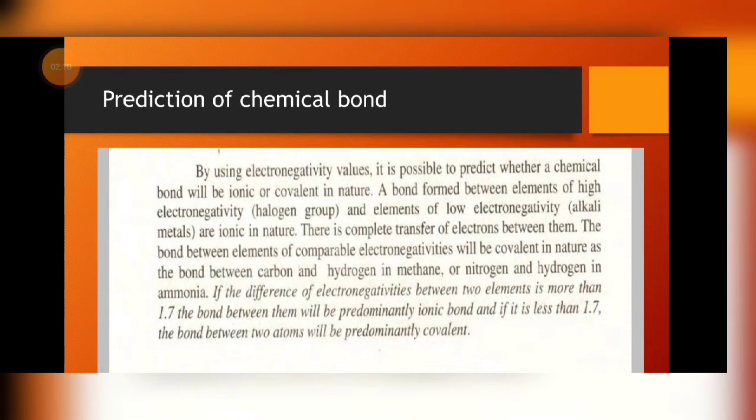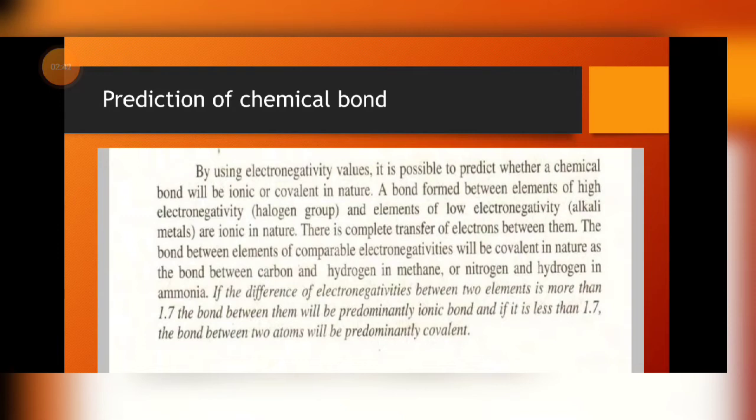But a covalent bond is formed between non-metals, and atoms which have comparable electronegativities, which differ only slightly. That's why they form a covalent bond. So metals and non-metals will form an ionic bond, and non-metals and non-metals will combine to form a covalent bond.